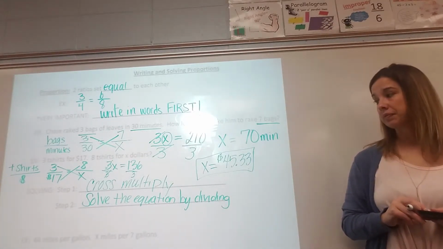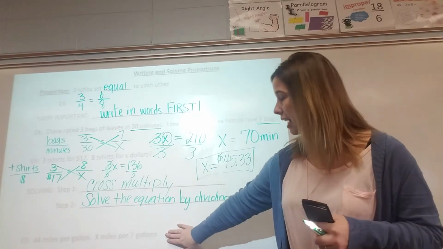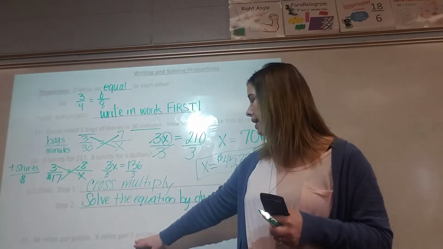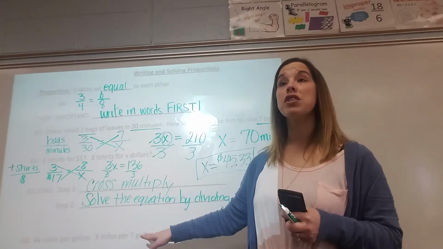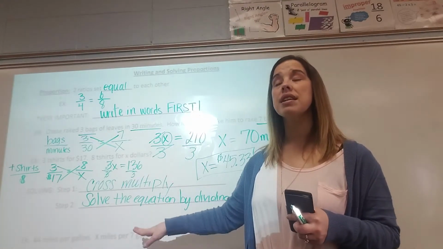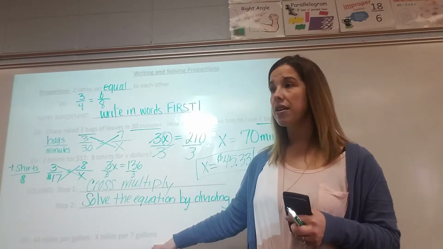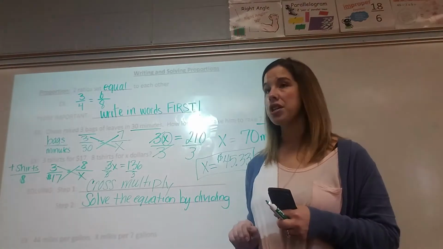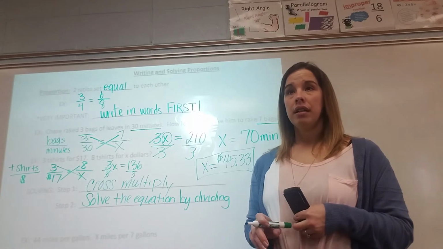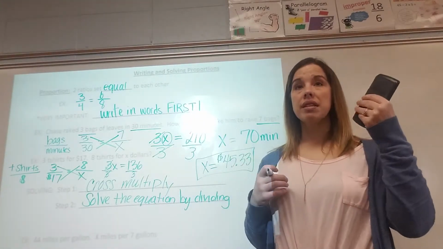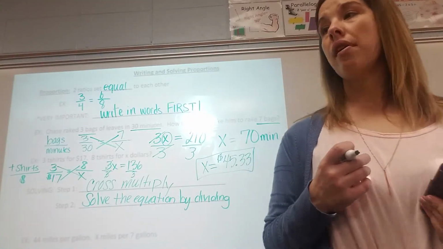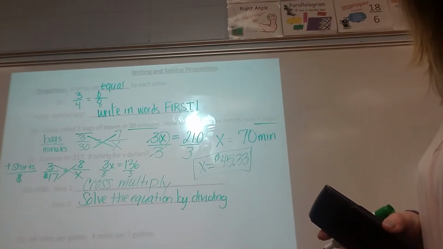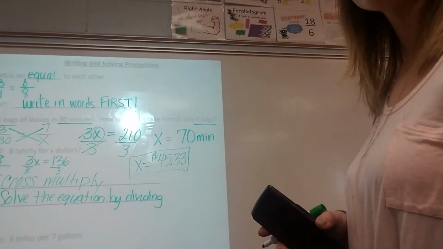Okay, good. Now, for this next example here, 44 miles per gallon, X miles per 7 gallons. I just want you to set that up. Write it in words and set your proportion up. You don't have to solve it yet. Write it in words, set your proportion up, and we'll check it. Think, what two things am I comparing? Miles to gallons, right? Yeah, write in your numbers too.